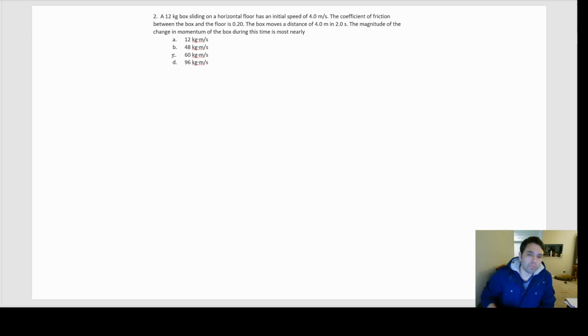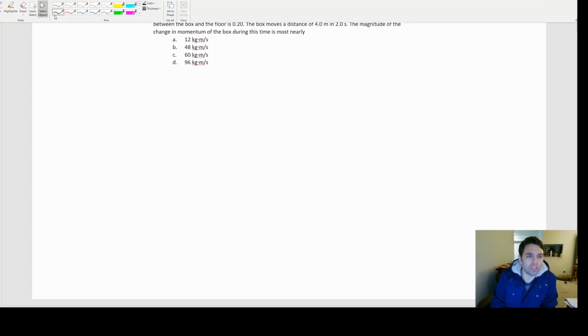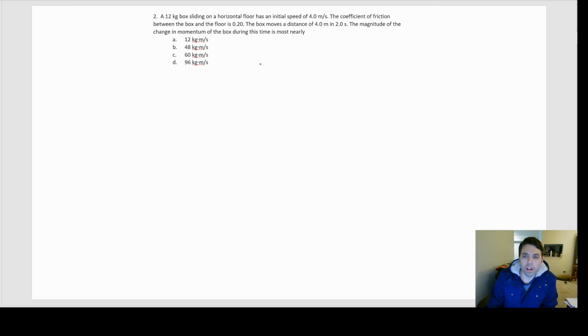Number 2, a 12 kilogram box sliding on a horizontal floor has an initial speed of 4 meters a second. Coefficient of friction between the box and floor is 0.2. The box moved a distance of 4 meters in 2 seconds. The magnitude of the change in momentum of the box during this time is most nearly what? All right, so we're looking for the magnitude of the change in momentum. So that is impulse. That's supposed to be a delta P.